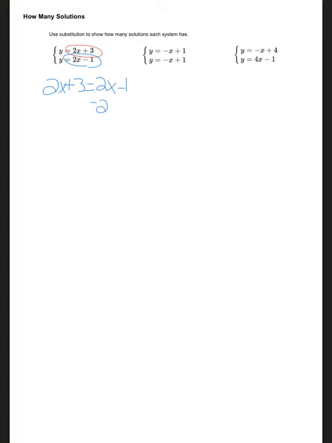I'm going to subtract 2x from both sides, and I get 3 equals negative 1. How often does 3 equal negative 1? Never, right? 3 does not equal negative 1. So we would say this is no solution because we got something that was never true. But remember, you already know what to expect because they have the same slope, different y-intercepts. These would be parallel lines and they would not intersect, okay?